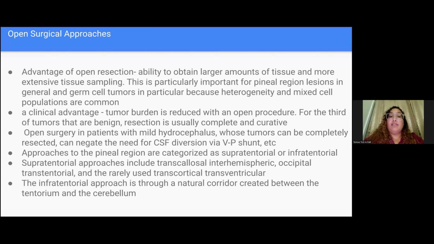Approaches to the pineal region are categorized as supratentorial or infratentorial. Now, the supratentorial approaches would include things like the transcallosal or interhemispheric, the occipital transtentorial, and the rarely used transcortical transventricular. The infratentorial approach is through a natural corridor created between the tentorium and the cerebellum.